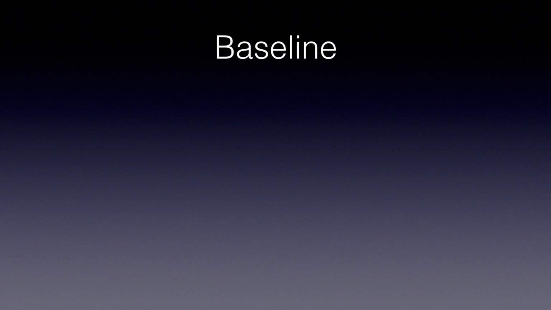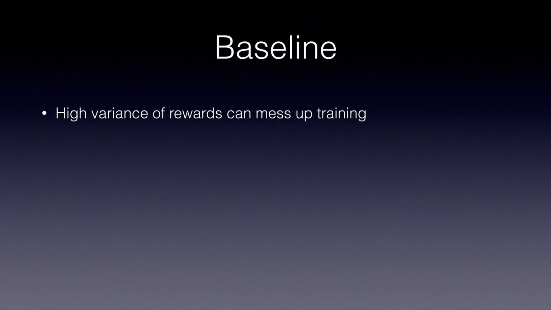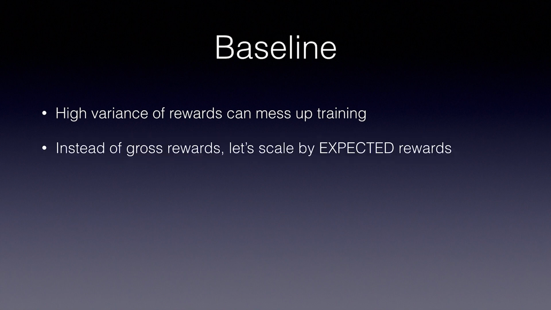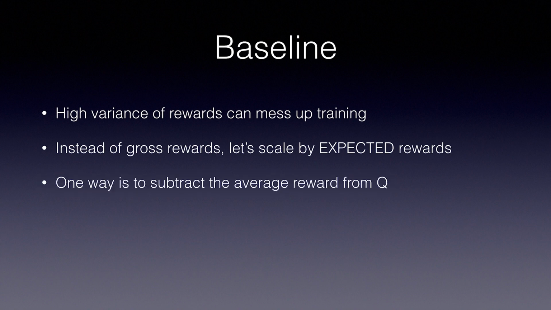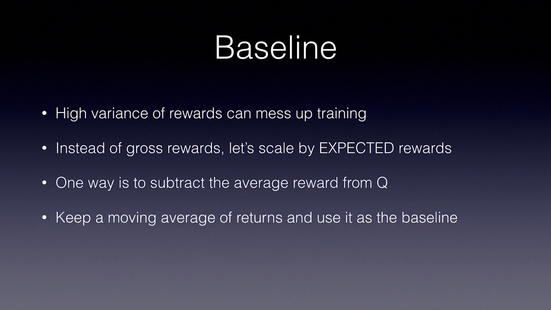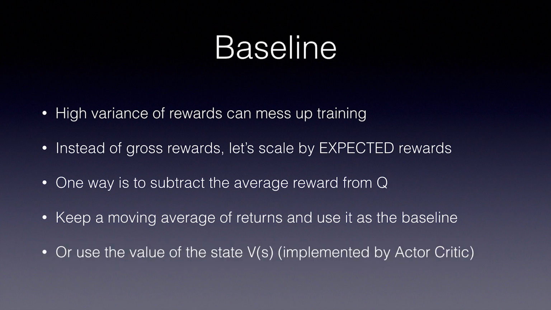And in the real world, the variance of the rewards can be very high and outliers can screw up our training. Instead of scaling the policy gradient based on gross rewards, let's scale based on whether they are better or worse than expected. To do this, we subtract the average expected reward baseline from Q. The simplest way is to keep a moving average of returns and use it as the baseline. We can also use the value of the state, but this is a little more complex and we'll implement it in the actor-critic architecture.